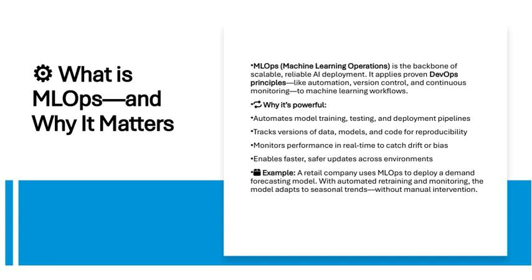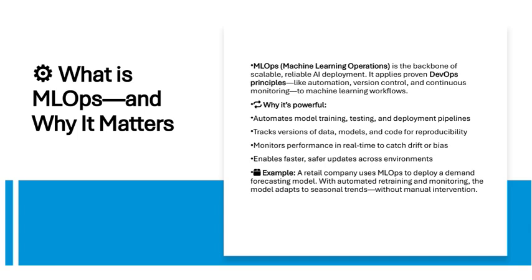Another important aspect is real-time monitoring. MLOps allows us to keep an eye on model performance as it runs in production, helping us catch things like drift or bias early before they cause problems. And last but not least, it enables us to make updates faster and more safely across different environments, whether it's staging or production. Let me give you a quick example.